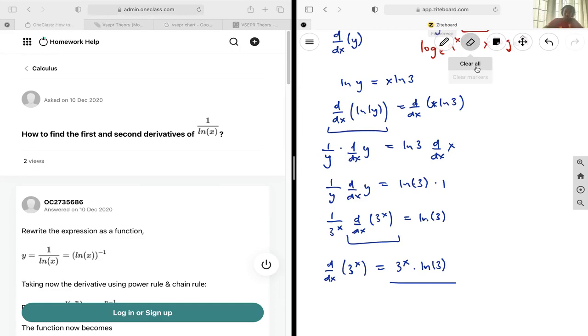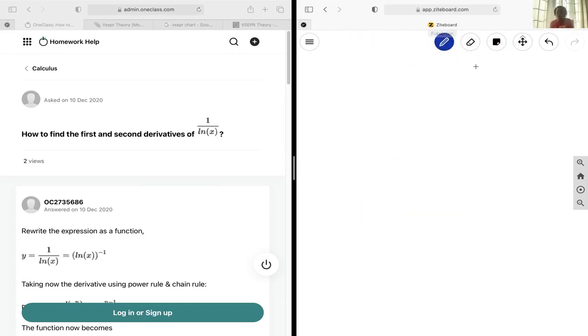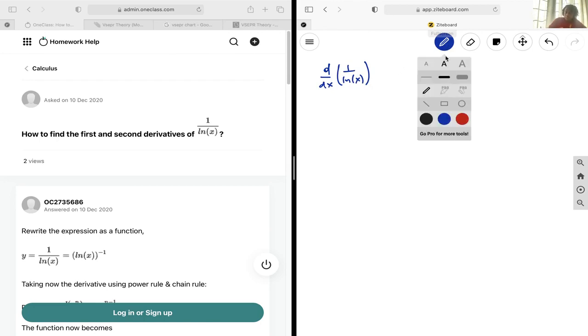Okay, next up we want to find the first and second derivatives of 1 over ln x. So to find the first derivative, we are going to set u as ln x. So du over dx is going to be equal to 1 over x. And then we're going to use the chain rule here and set y is equal to u to the power of -1.